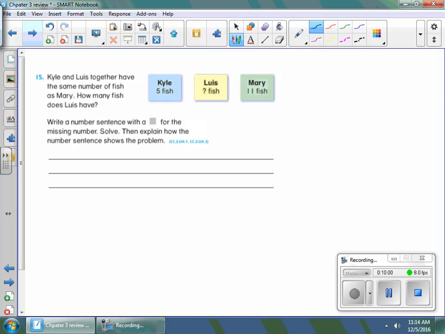Kyle and Luis together have the same number of fish as Mary. How many fish does Luis have? Some of you got confused and didn't realize you had to look here to get the numbers. You're used to the numbers being in the word problem. Sometimes they're shown somewhere else, like in a table or a graphic. So here we have the number of fish Kyle has, the number of fish Mary has. We're trying to find out how many Luis has.